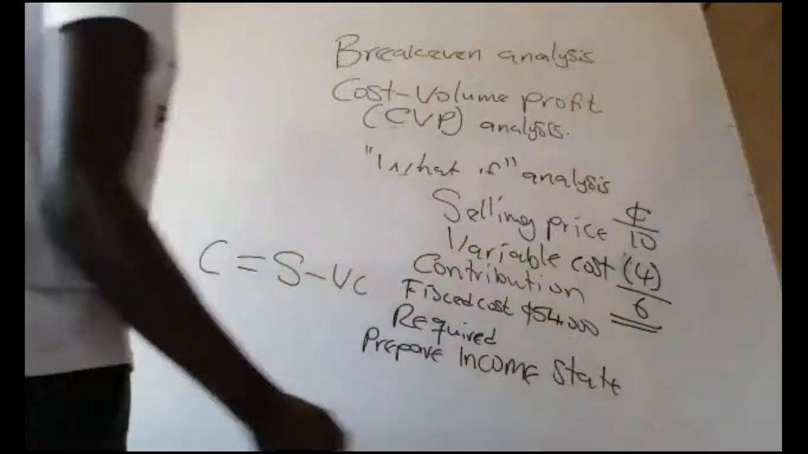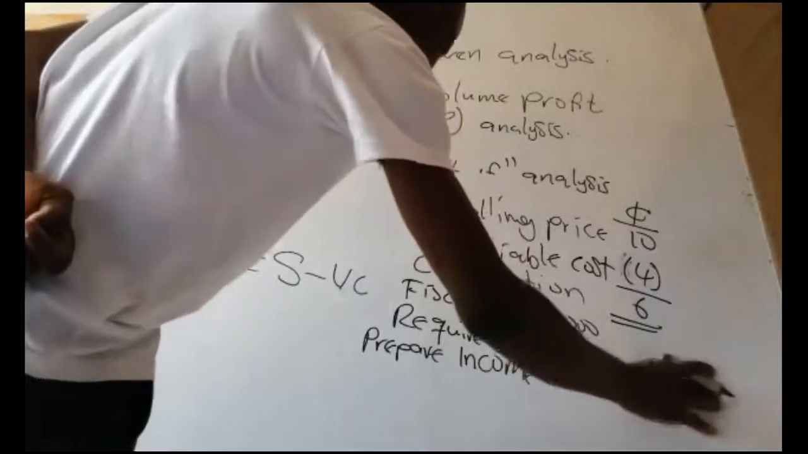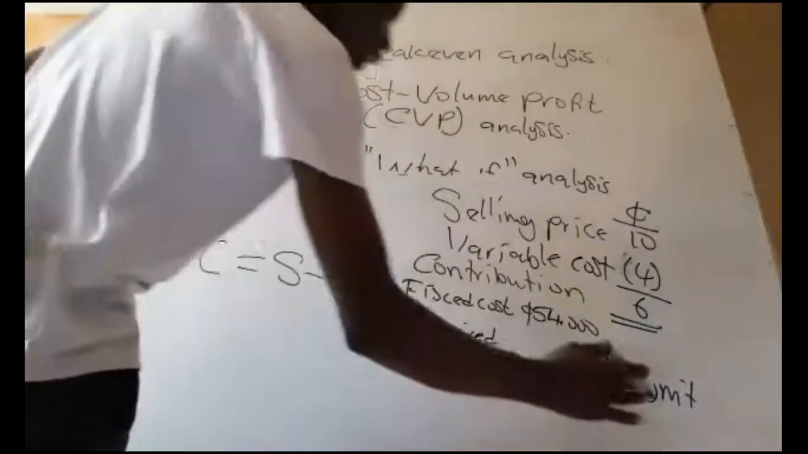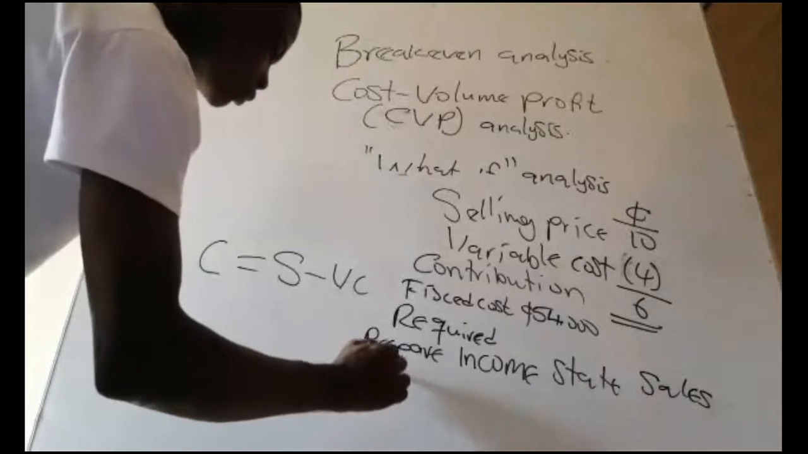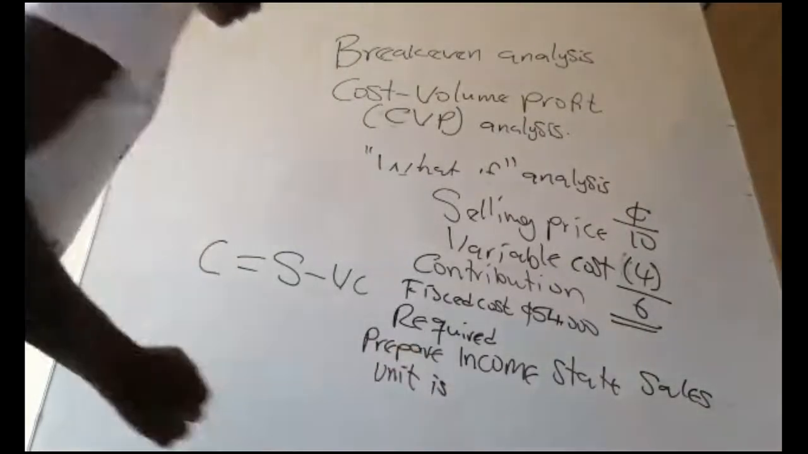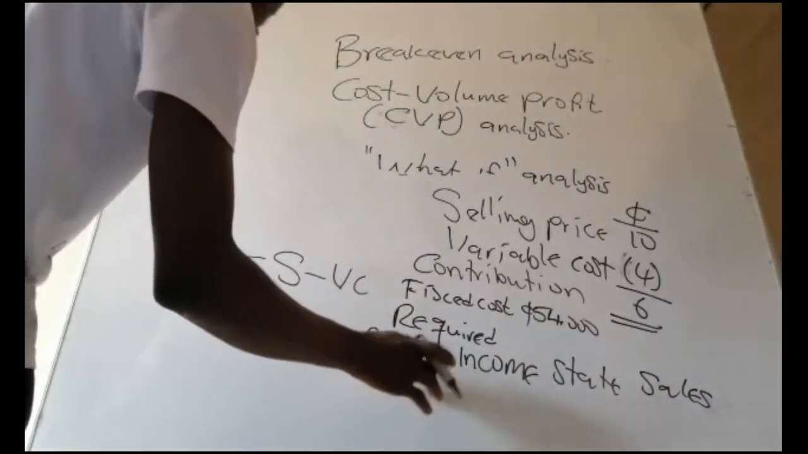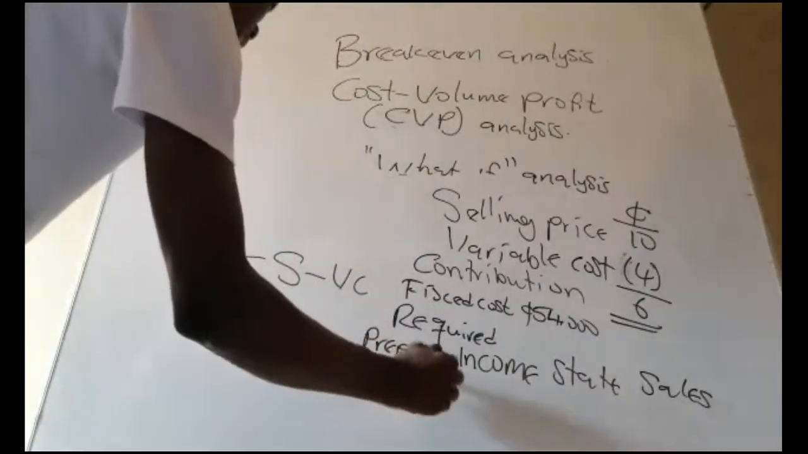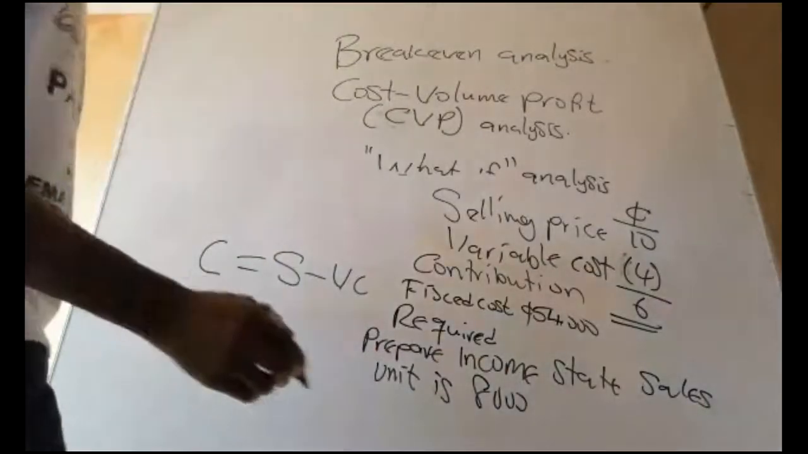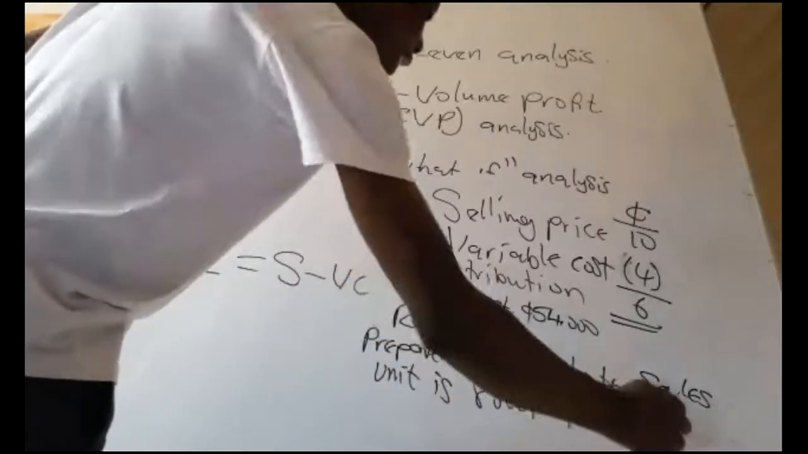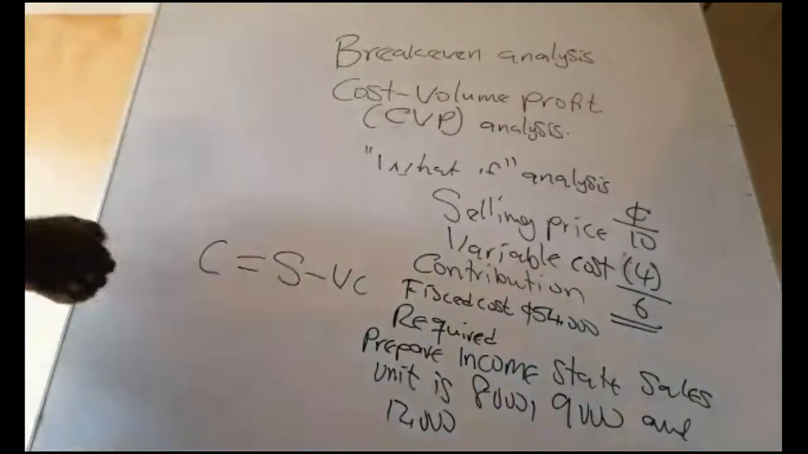When the production and sales unit, when a unit is produced and sold, let's make it the sales unit. The sales unit is, first of all, 8,000, 9,000, and finally 12,000. Good. So we are going to prepare operating statements.